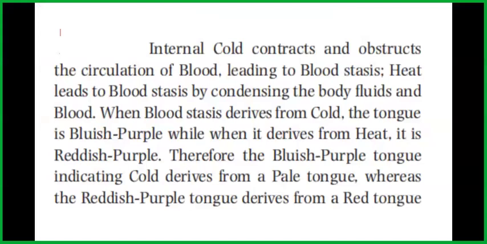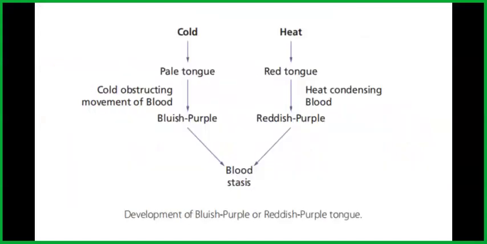When blood stasis derives from cold, the tongue is bluish purple, while when it derives from heat, it is reddish purple. Therefore, the bluish purple tongue indicating cold derives from a pale tongue, whereas the reddish purple tongue derives from a red tongue. Here in this diagram, we can see the development of the tongue color from cold being pale tongue. When the cold obstructs the movement of blood, it becomes bluish purple, which indicates blood stasis. And when there is heat, the tongue is red. And when the heat condenses the blood, it becomes reddish purple and also an indication of blood stasis.